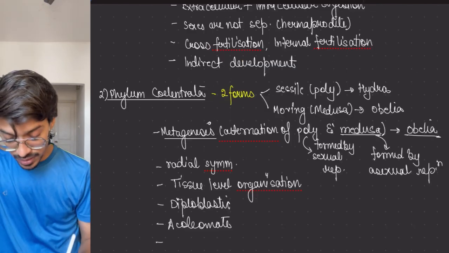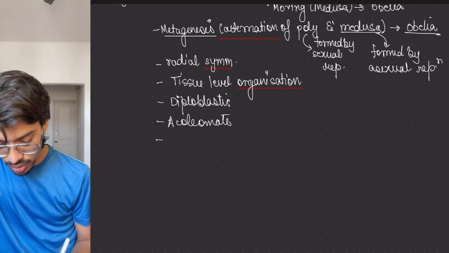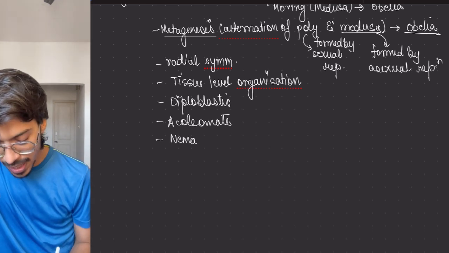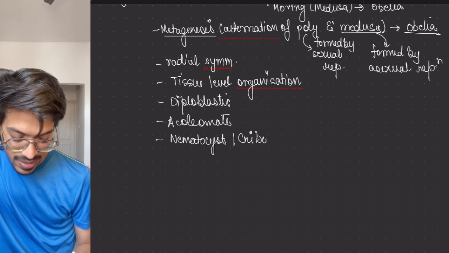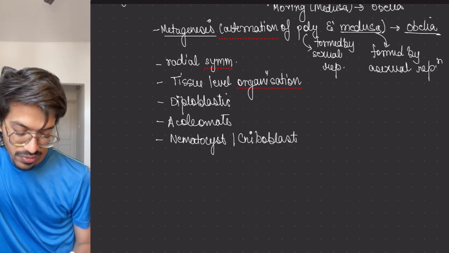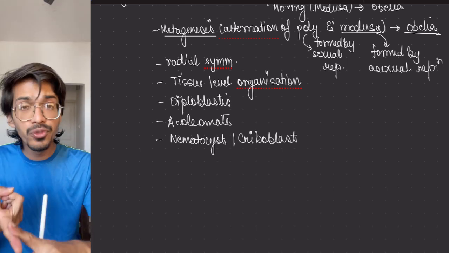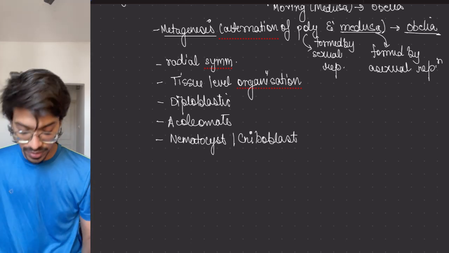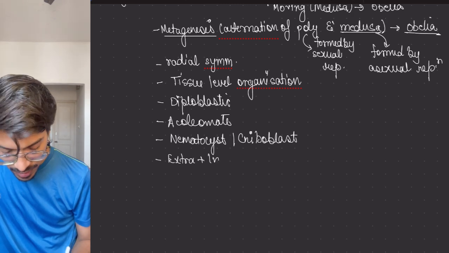Okay, after this, the special feature: there is the presence of nematocysts, which are also called cnidoblast cells or cnidocyst cells, which are characteristic cells that help in anchorage, finding food, capturing prey, all of those things. Okay, next, their digestion is both extracellular plus intracellular.